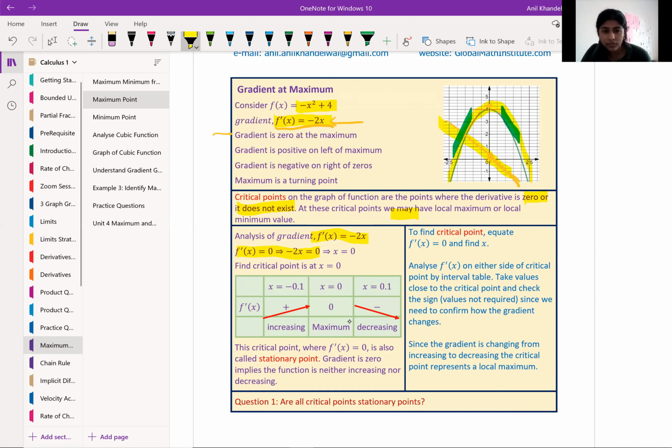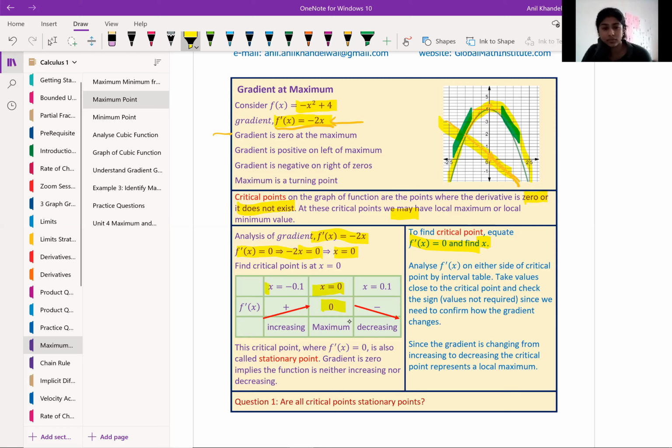So I'm writing on the right-hand side, to find a critical point, equate the derivative to 0, right? And find the value of x. So when I equate minus 2x to 0, I get the value of x as 0. In this particular case, I have only one critical point. Now, this critical point, x equals 0, divides our plane into two parts, right? Left side of 0 and the right side of 0. Simple as that.